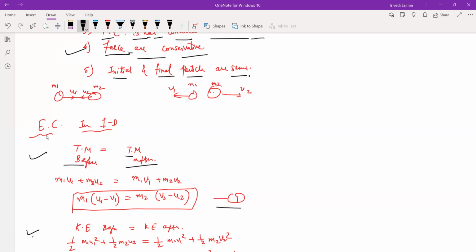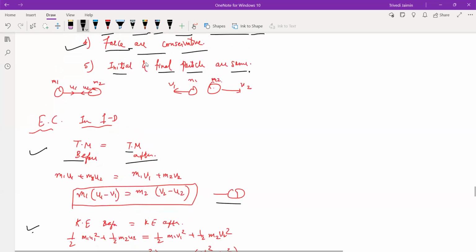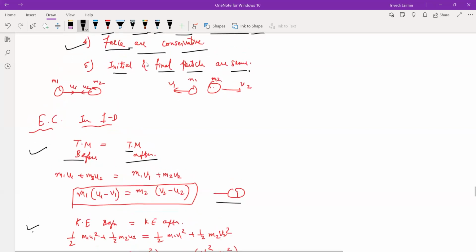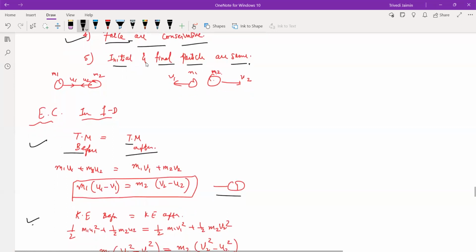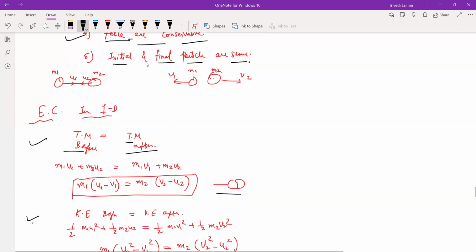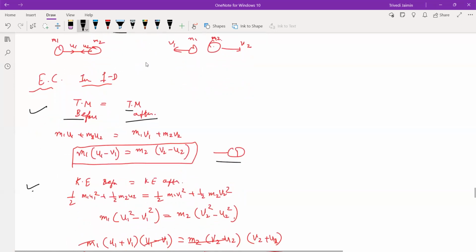Done, sir. Done? Okay. So what are your values? What did you get? So I got this equation: half m1 into (u1 square minus v1 square) is equal to half m2 into (v2 square minus u2 square). Then we can just cancel all the halves because half is everywhere.